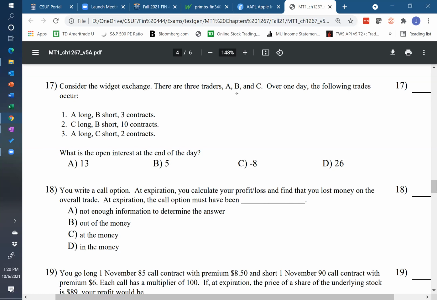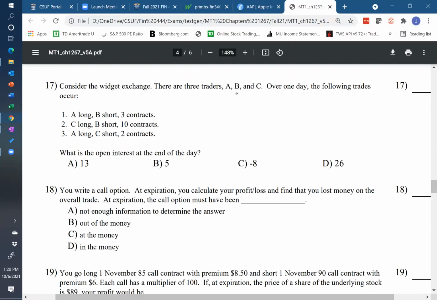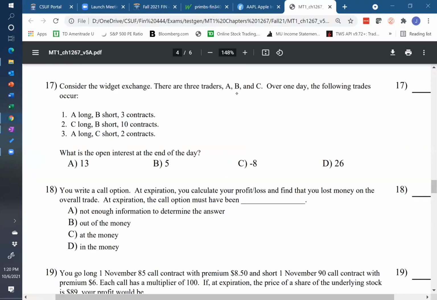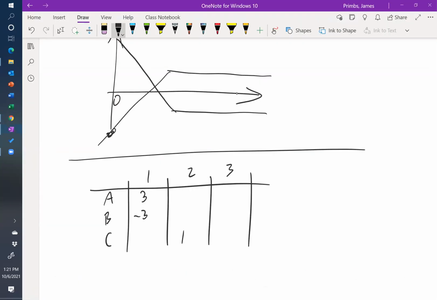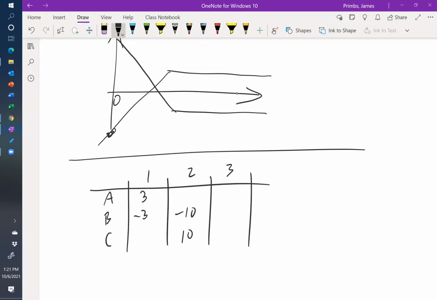The first trade is A is long, B is short, 3 contracts. Wait, was it B or C? Did I just put them in the wrong place? I just put it in the wrong place. So that's trade number 1. A acquires 3, B shorted those. Trade number 2 is C goes 10 long, B 10 short. And then the final one here is A goes long, C short, 2 contracts. It was A long, C short.